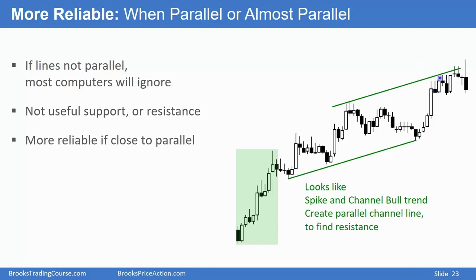Bulls are taking profits, and bears might be starting to sell up there. The closer the lines are to parallel, the more computers will use them, and the more likely they will create support and resistance. Resistance at the top of the channel. The market repeatedly is trying to break above it and failing.